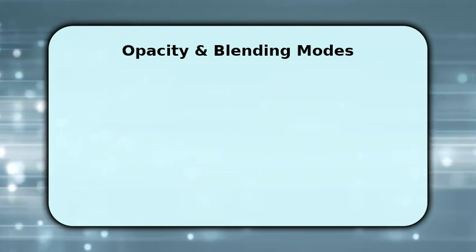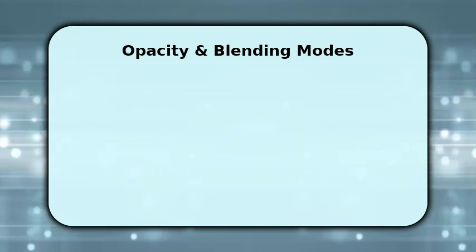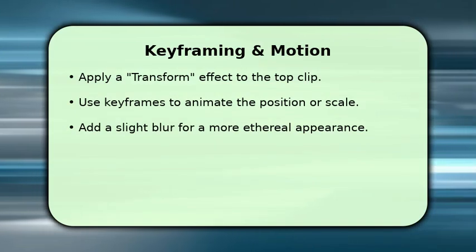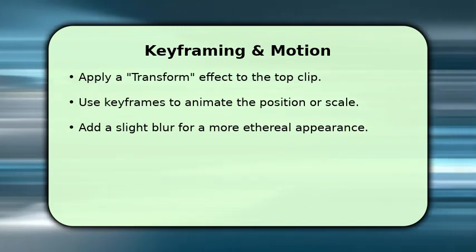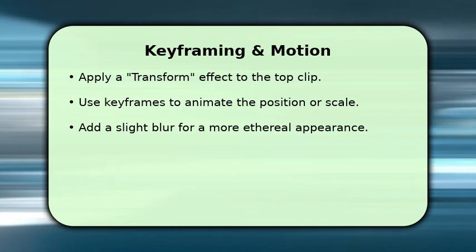Next, try changing the blending mode to Screen or Lighten for different visual styles. To enhance the ghost effect, apply the Transform effect to your top clip. In the Effect Controls, use keyframes to animate the position or scale of this layer slightly over time. This subtle movement will make the ghost appear to drift or shimmer.